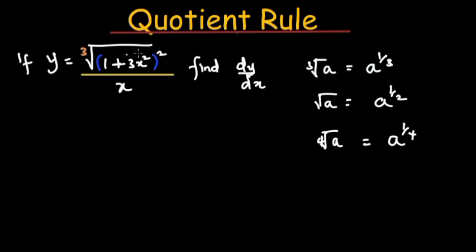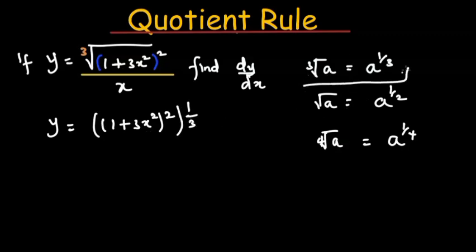So here we have y is equal to 1 plus 3x squared all squared to the power 1 over 3, just like we have here, divided by x.